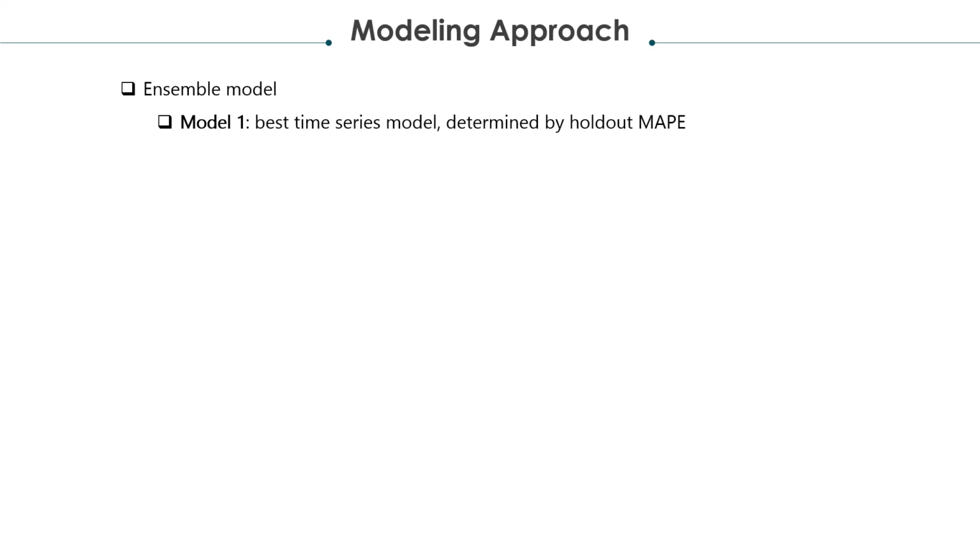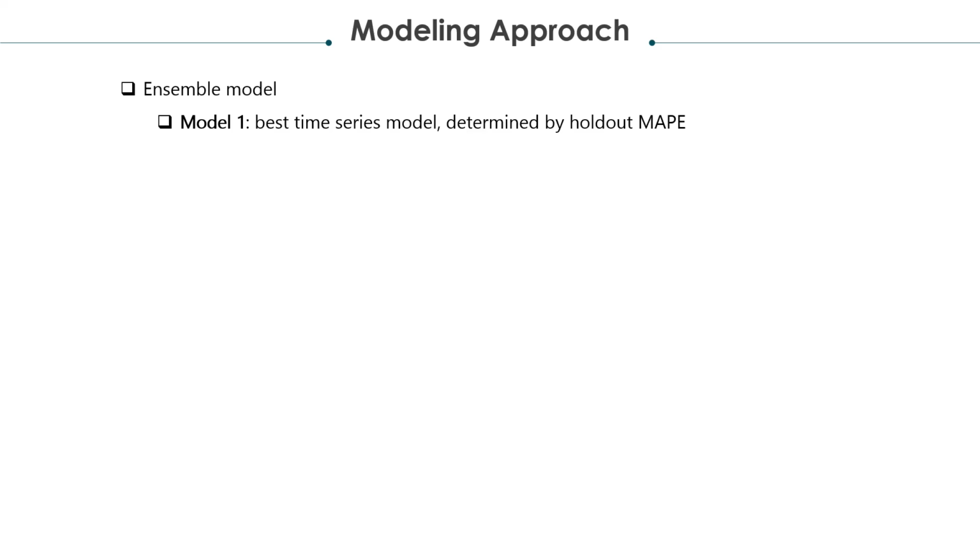For our modeling, the approach that we'll take is an ensemble model, so we'll use 2 different methods and then create a combination of those forecasted values. The first model we'll use will be the best time series model, and that'll be determined by a holdout MAPE. Now MAPE is an error metric. It's a model fit statistic.